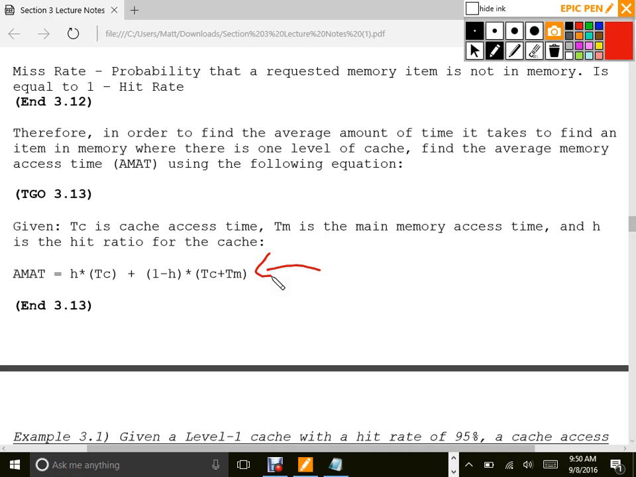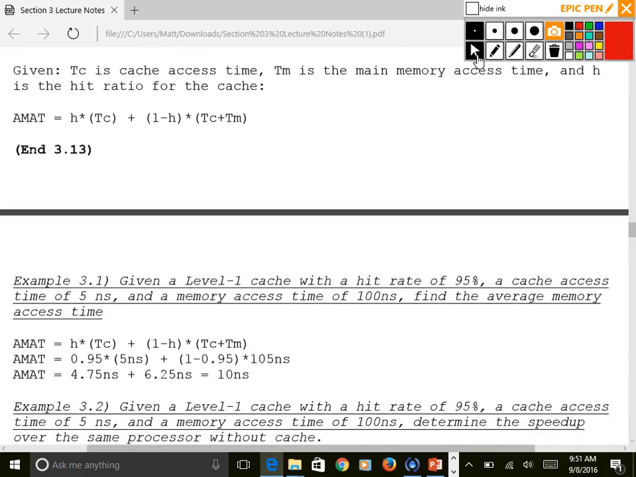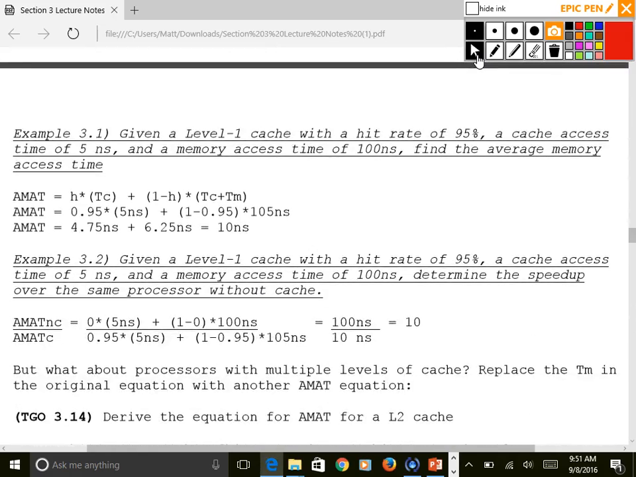And so the next thing we're going to do is an example. What we're going to be building up toward in these next 3 examples is level 1, level 2, level 3 cache, where we have 3 different cache levels. And the type of question you'll see on the exam is, given a level 3 cache, do this. So, given a level 1 cache with a hit rate of 95%, a cache access time of 5 nanoseconds, and a memory access time of 100 nanoseconds, find the average memory access time.